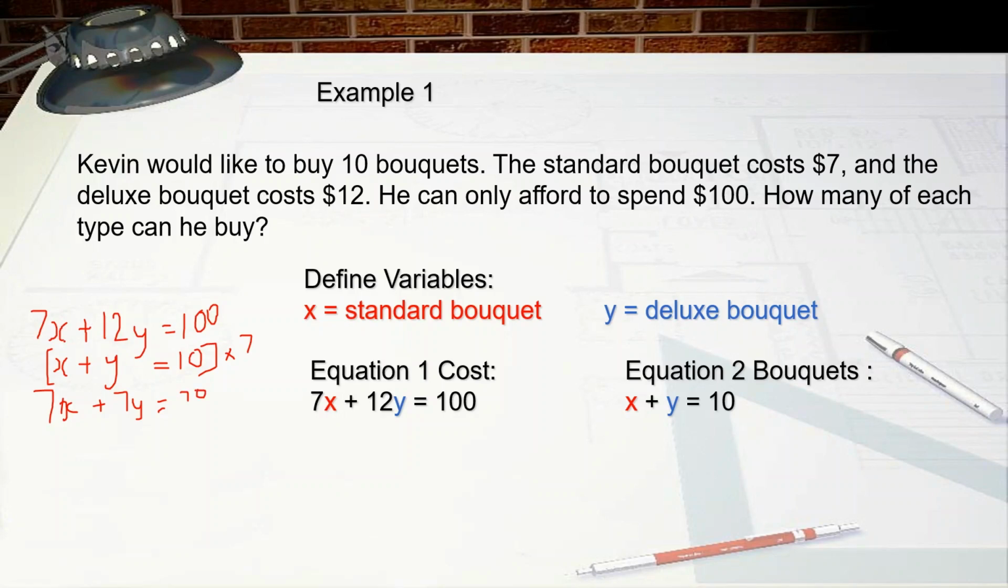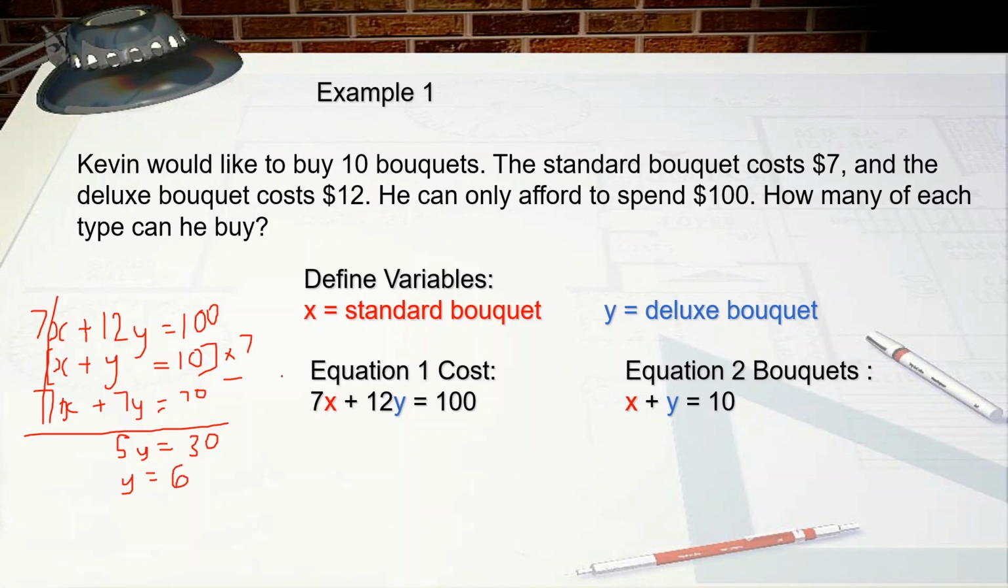Now you can see that 7x are both common, so we can simply use the elimination method and get rid of these two variables. 7x minus 7x gets cut, so 0. 12y minus 7y is equal to 5y. Then 100 minus 70 is equal to 30. Now we can simply find the value of y by dividing. 30 divided by 5 is equal to 6.